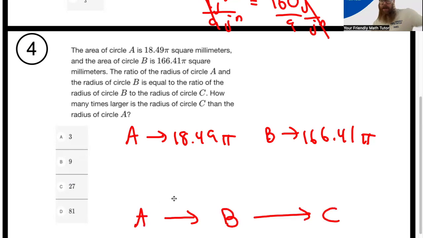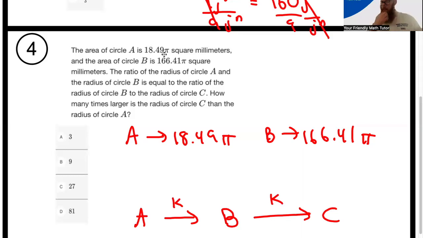Well, going from A to B is going to be some scale factor. And then we're going to multiply by that same scale factor to get to C. So the scale factor we typically call K. The scale factor is just what the radius, or what any single dimension, would be multiplied by to go from the smaller one to the bigger one. Or it could go from bigger to smaller if it's a number less than 1. But in this case, we're going bigger.